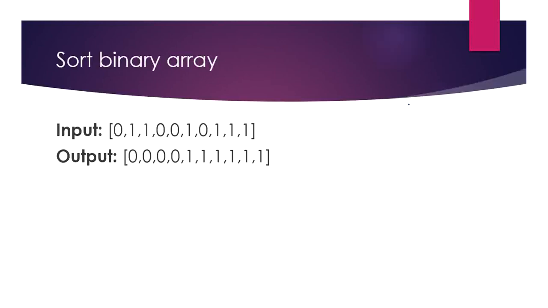The first problem we're going to see is sort binary array. Simple. The input given is a binary array consisting of zeros and ones, and we have to sort them, first zeros followed by ones. We can do this just by using any sorting algorithm, but how do we do it in linear time and in place? So the logic we're going to use is Quicksort.